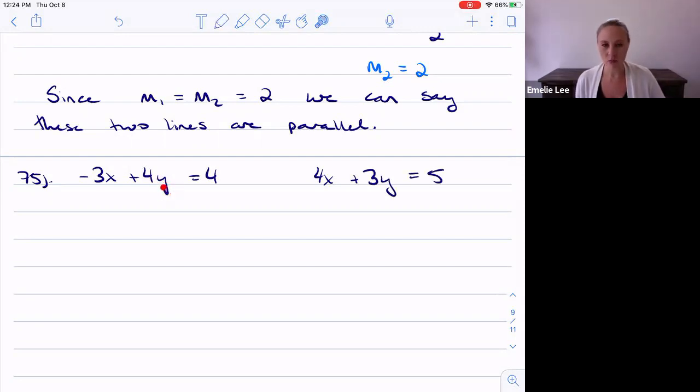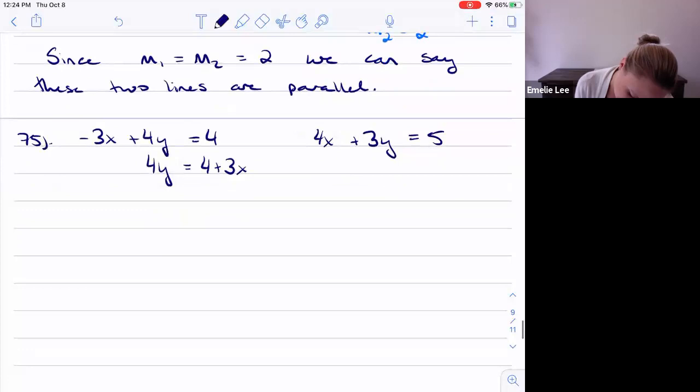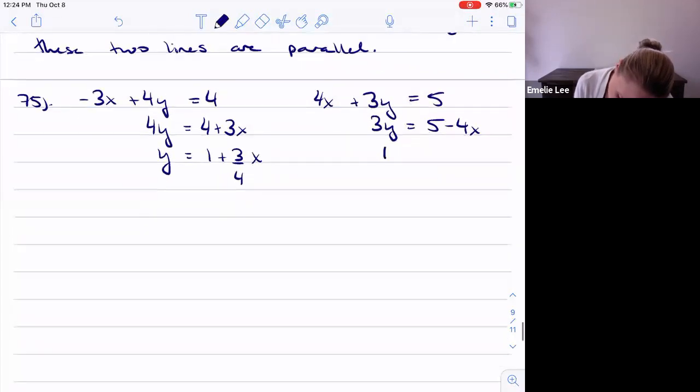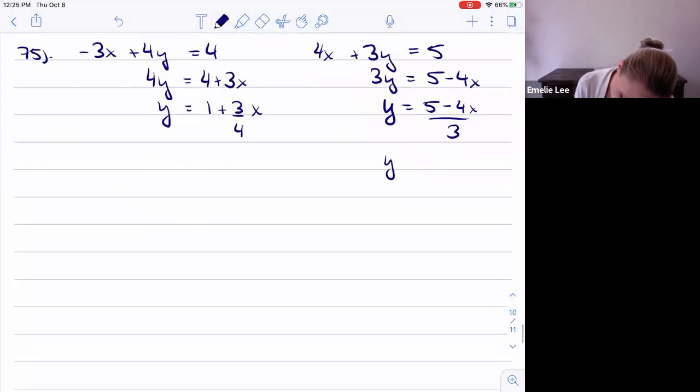Again, we're going to be really quick. I'm going to assume that you're really quick at solving for y here. It's not that big math. So 4y equals 4 plus 3x, so y equals 1 plus 3 over 4x. Do the same thing for the other side. 3y is 5 minus 4x, so y is 5 over 3 minus 4 over 3x.